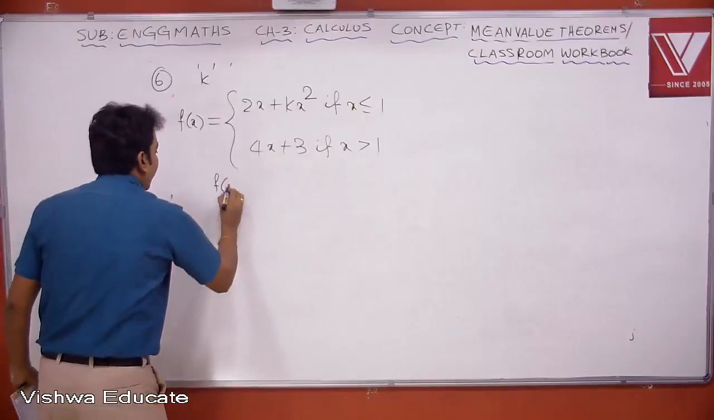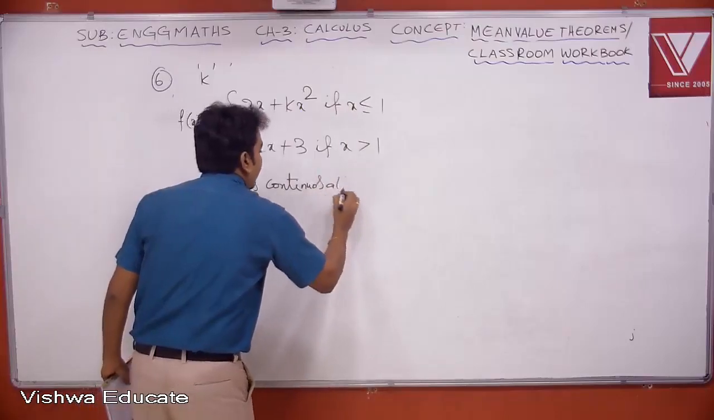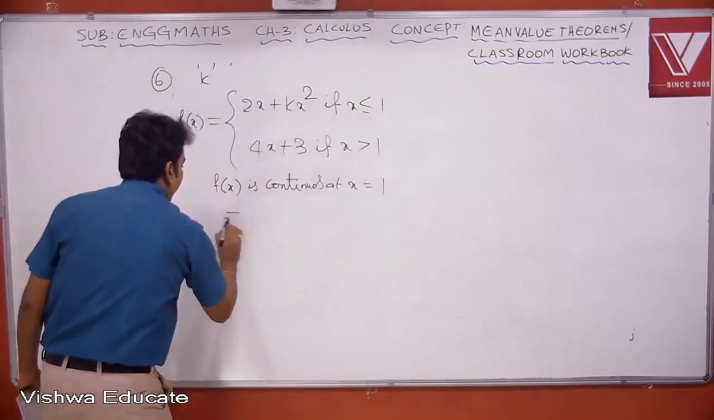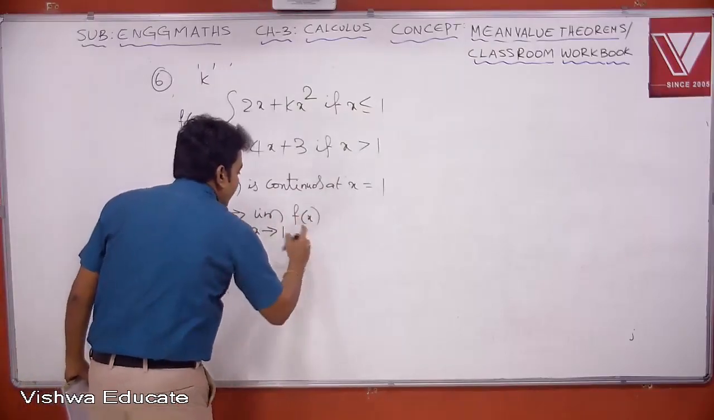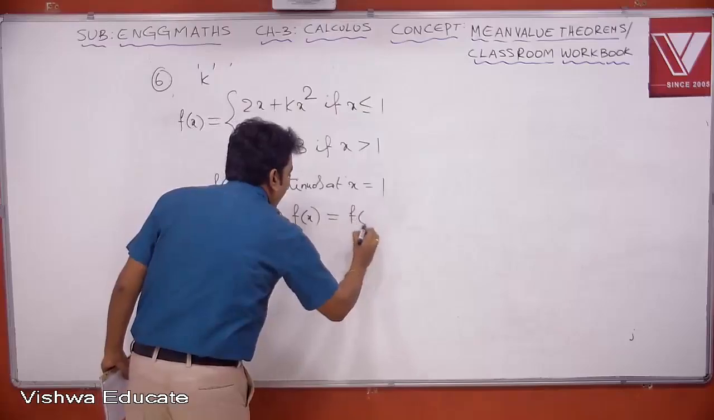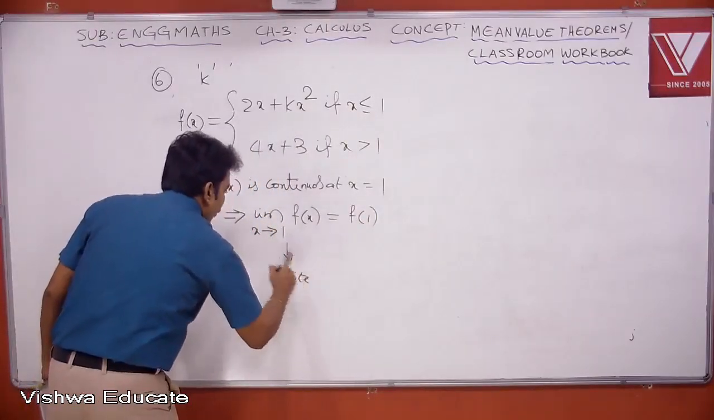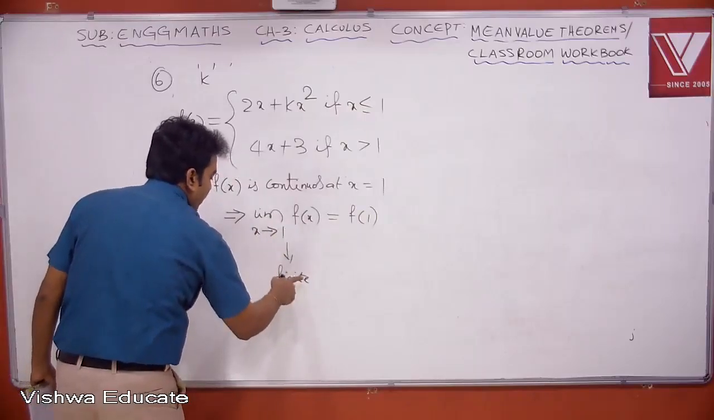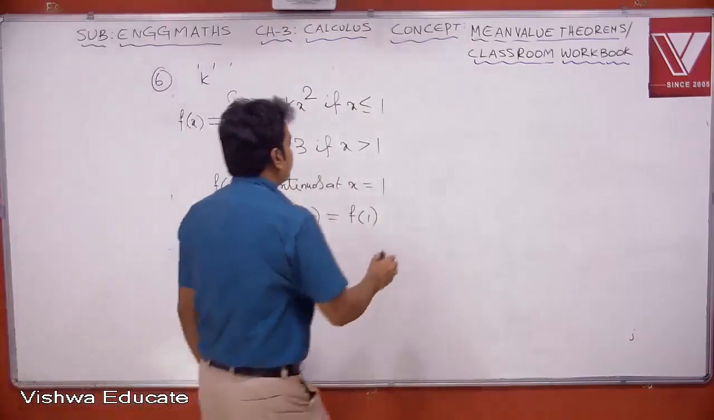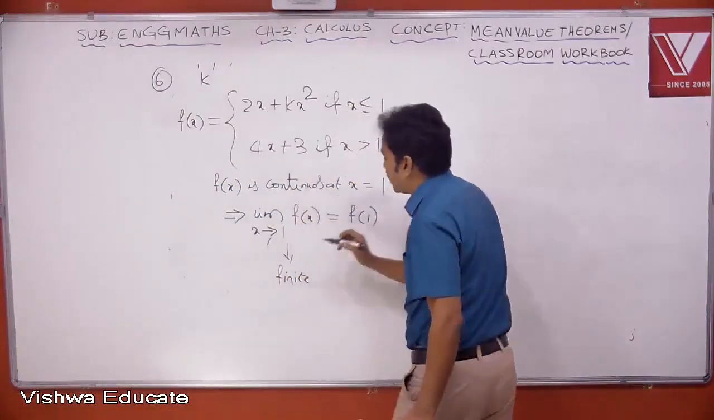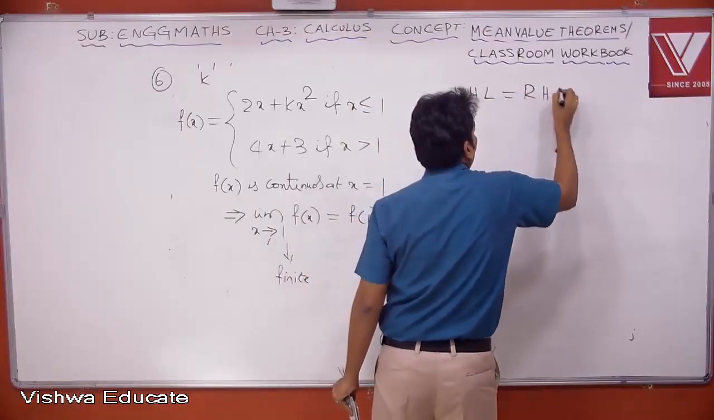Here f of x is given as continuous at x equal to 1. What does it mean? Limit x tends to 1 of f of x must exist, it's a finite number, and this value must be equal to the functional value f of 1. At first, if you want to say that the limit exists, LHL must be equal to RHL.